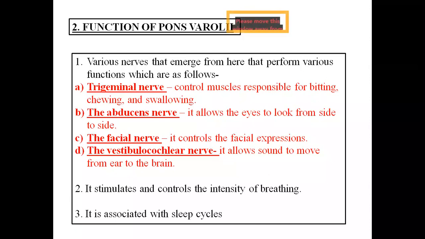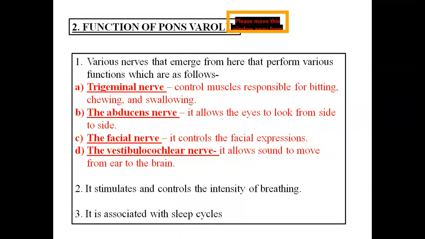Next is the vestibulocochlear nerve. It allows the sound to move from the ear to the brain. That means the pons varolii controls the movement of nerve impulses from the ear to the brain. Whatever you hear, whatever be the amplitude or frequency of the sound wave you are hearing, it moves to the brain by means of the vestibulocochlear nerve. And this way, it is also being coordinated by the pons varolii.